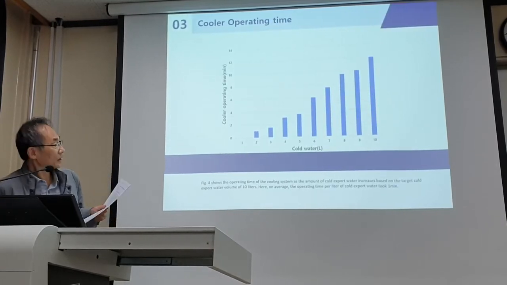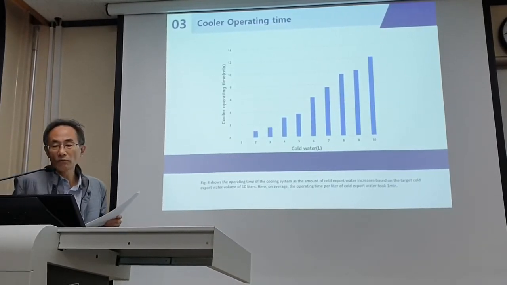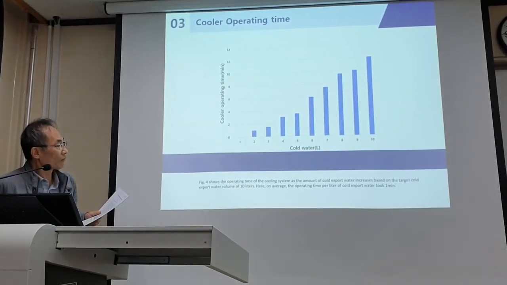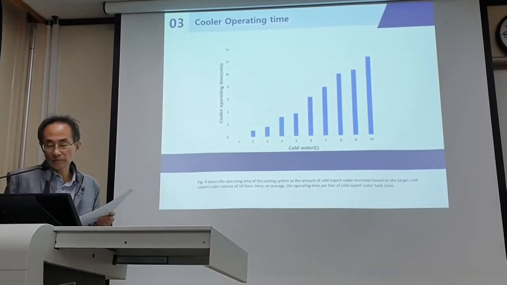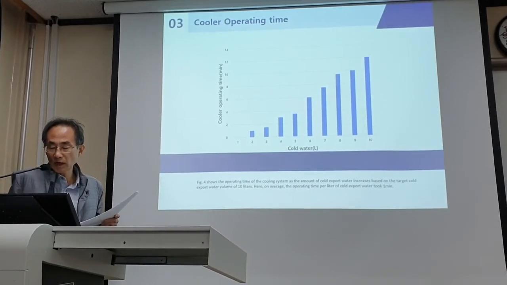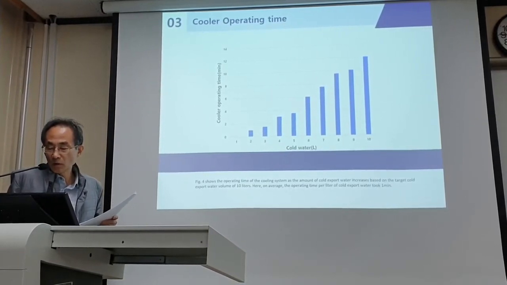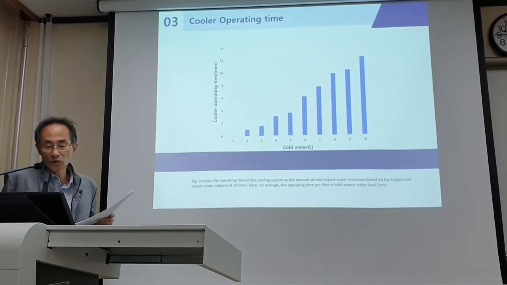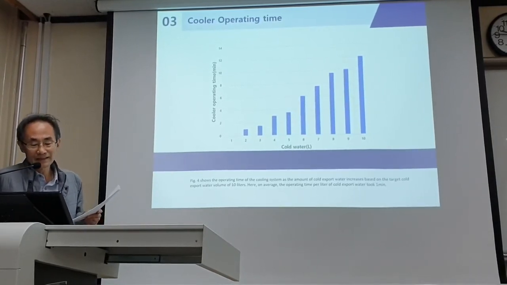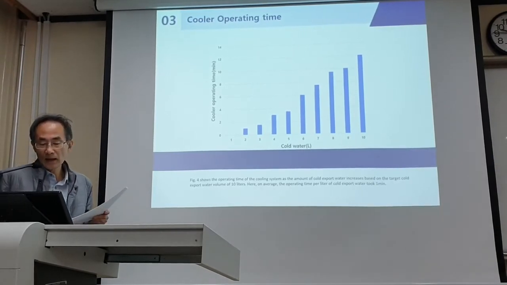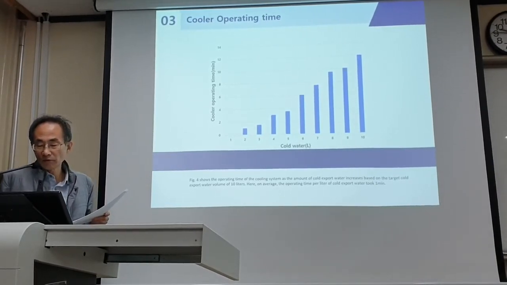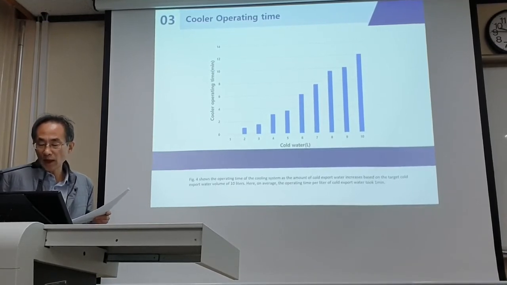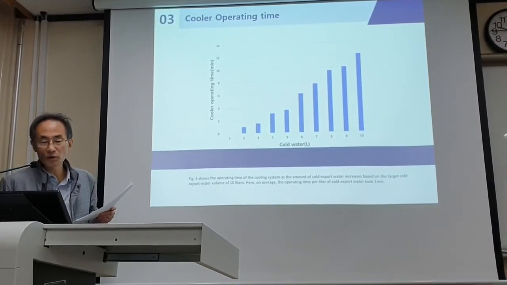And this shows the cooler operating time. These figures show the operating time of the cooling system as the amount of cold export water increased, based on the target cold export water volume of 10 liters. On average, the operating time per liter of cold export water took 1 minute.